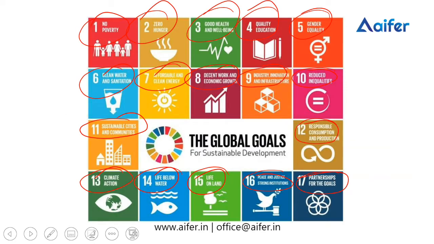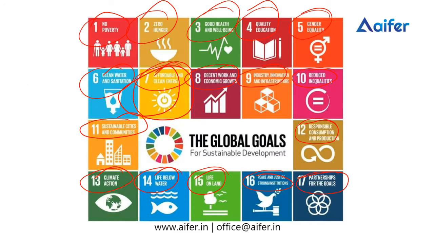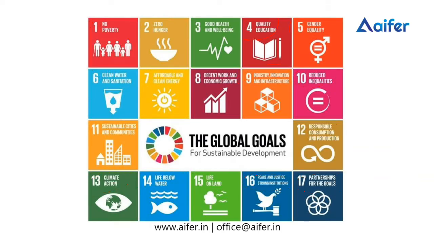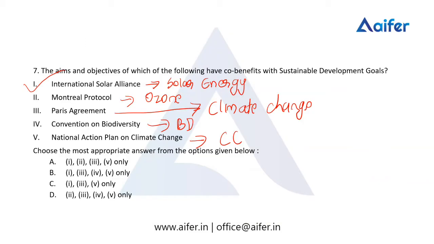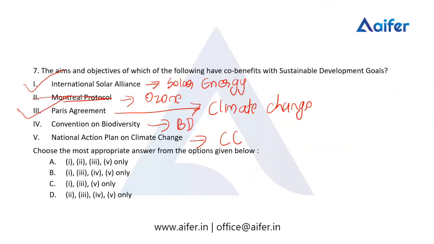Firstly, we have the International Solar Alliance. We can say it's related to goal number 7, affordable and clean energy. So International Solar Alliance is a co-benefit with sustainable development. Montreal Protocol is all about ozone hole depletion. None of these goals talks about ozone hole depletion, so we can say ozone hole depletion prevention has nothing to do with the sustainable development goals. Then Paris Agreement, climate change. Here we have climate action. So we can say Paris Agreement is a part of it.